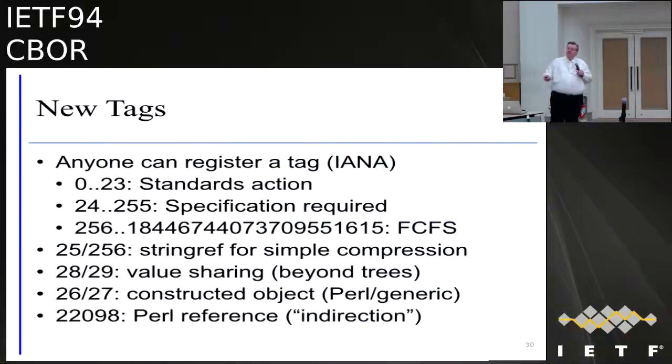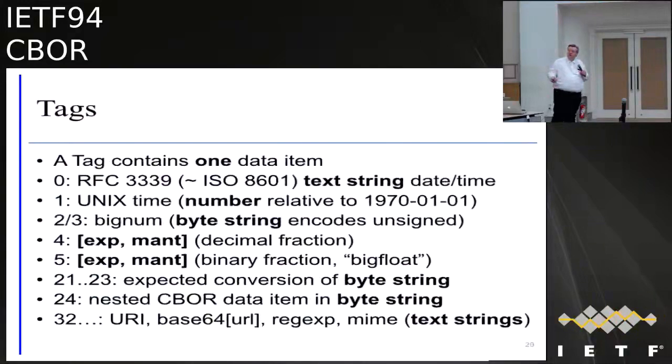So the Perl community, for instance, have immediately picked this up and done a few tags for Perl-specific things like the Perl reference. If you express 22098 in binary, it's RV, reference value, which is what Perl people think is exactly the right thing this tag should be. So tags can be defined for specific applications, and we might want to define a few more of these more general purpose tags here.